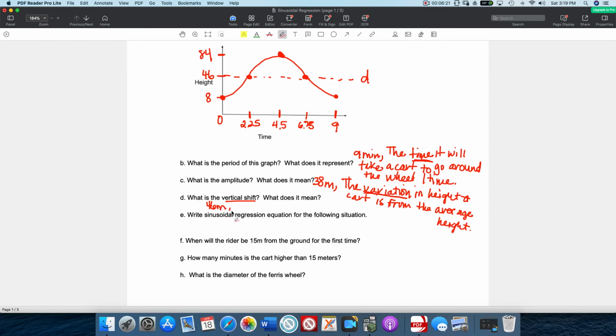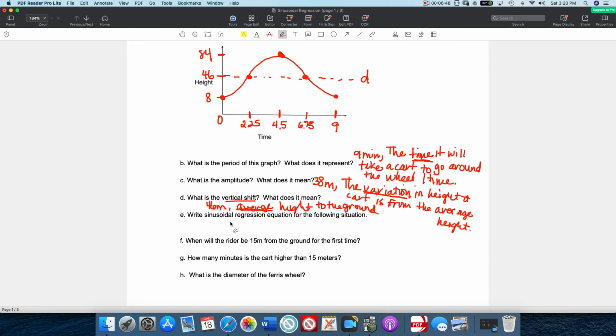Well, how did we get that vertical shift? How did we get that 46? We took an average. Okay, so that's exactly what it is. It is the average height to the ground. I spelled average wrong, but whatever.